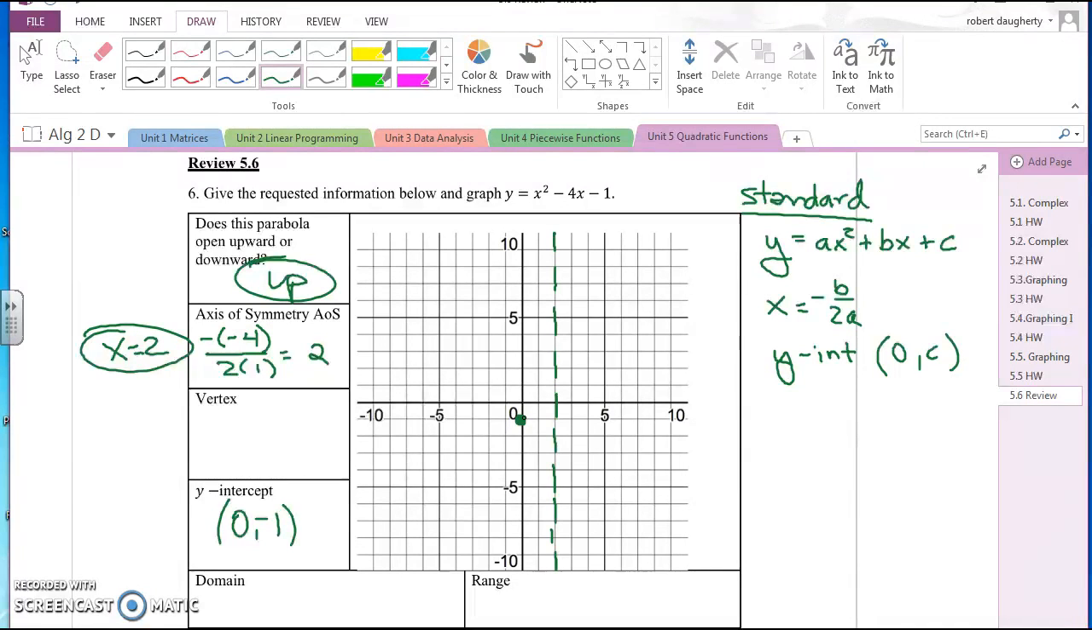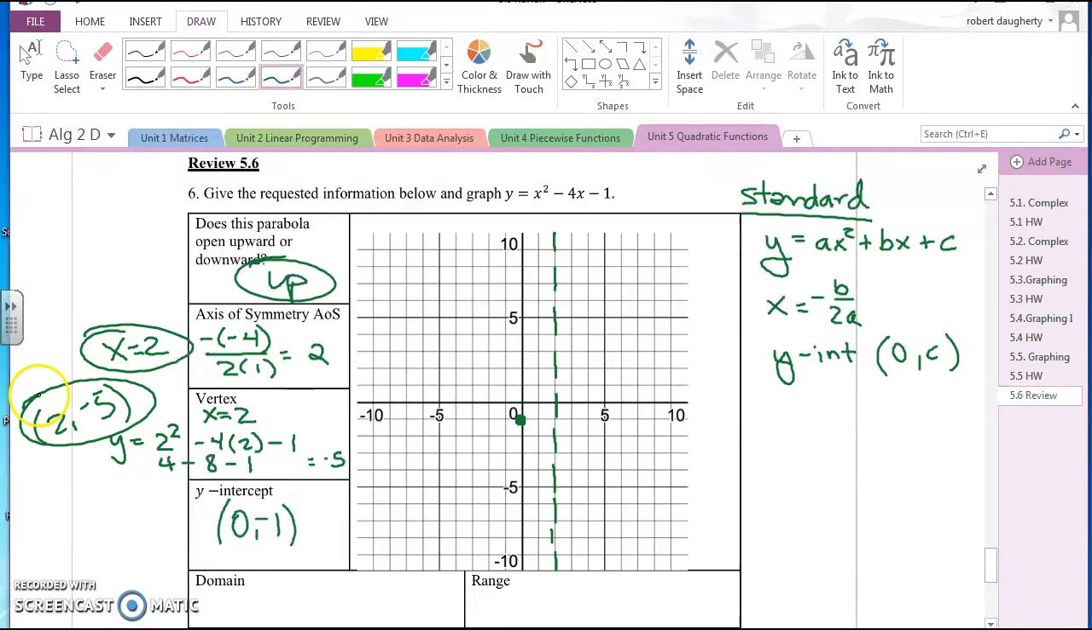Okay. So I just need to substitute x equals 2 into that equation. So y is equal to 2 squared minus 4 times 2 minus 1. So that's 4 minus 8 minus 1. That's negative 4 minus 1. That is negative 5. So it looks like the point 2, negative 5 is my vertex.